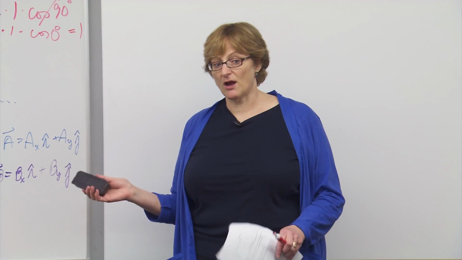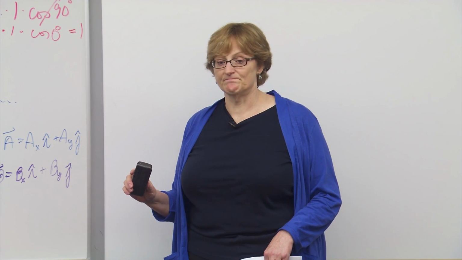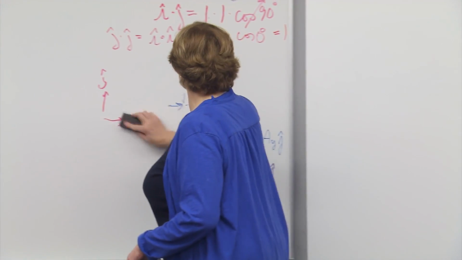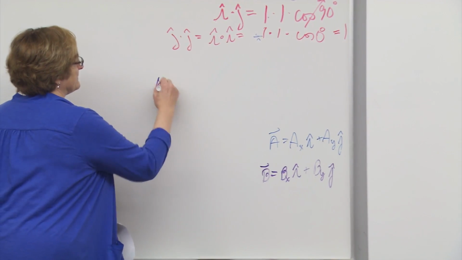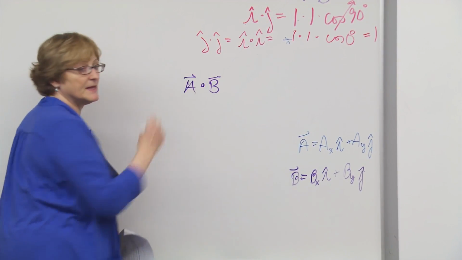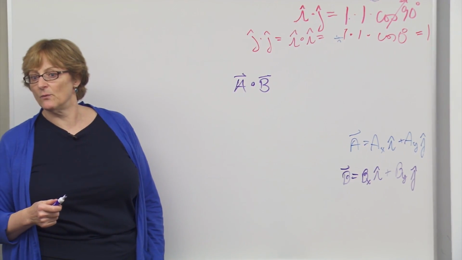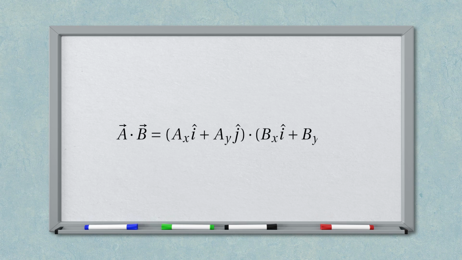But now let's learn how to do the dot product with components. It's a little bit of algebra coming, so you may want to do this on your pages at your desks. What is A dot B when I use this notation with AX, AY, BX, and BY? Well, it's AXI plus AYJ dot BXI plus BYJ.